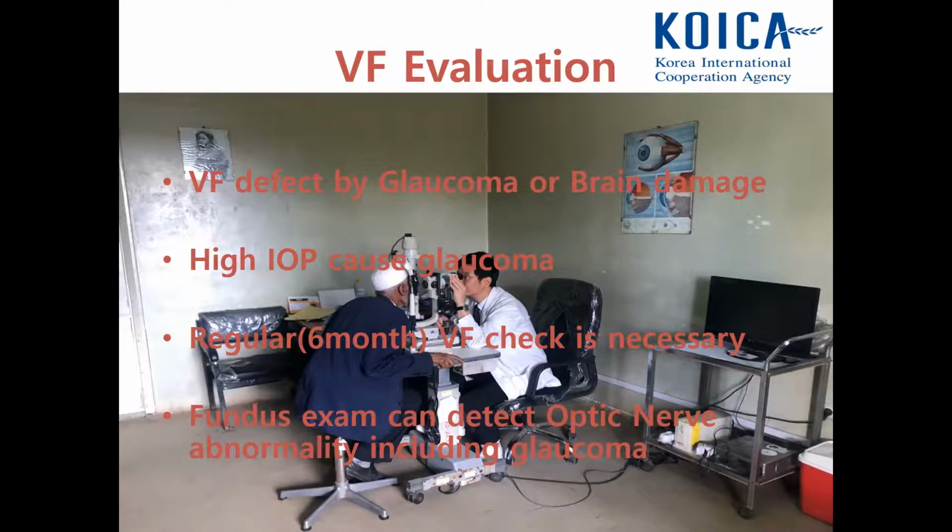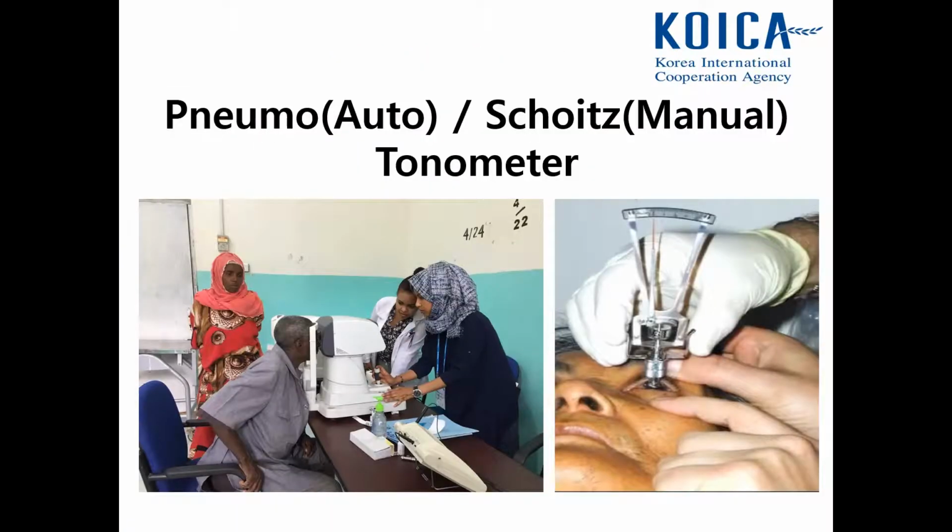We should check the IOP whenever the patient comes to the eye clinic. And glaucoma patients should get visual field exams at least every 6 months to evaluate progress. If there are no visual field test machines in the clinic, we should closely watch the changing of the optic nerve by fundus exam. Checking the IOP exactly is very important.